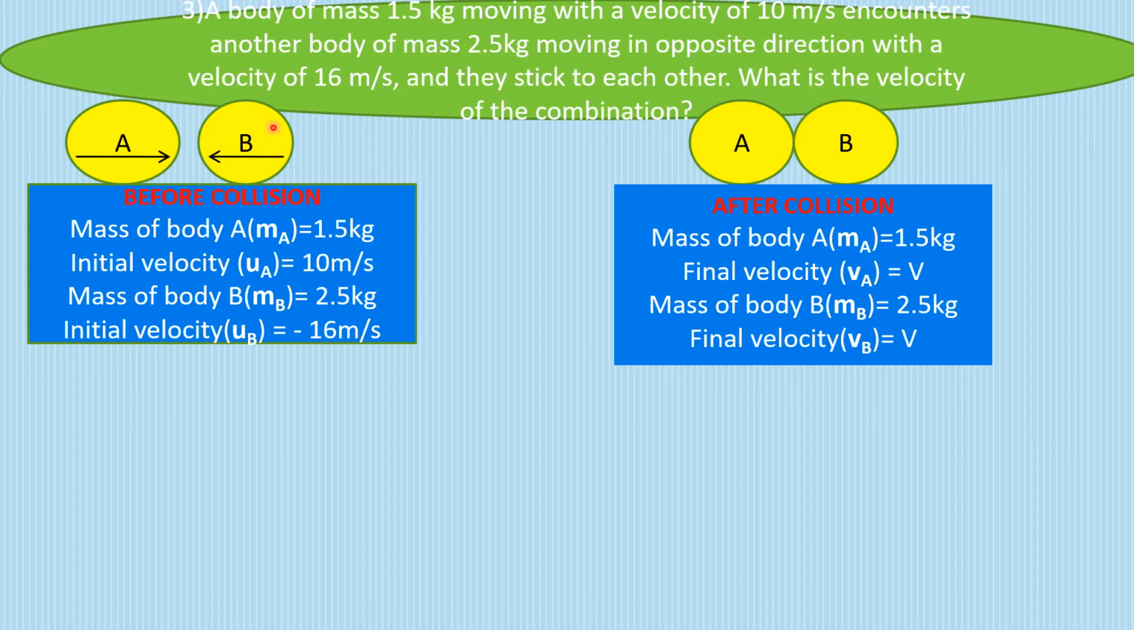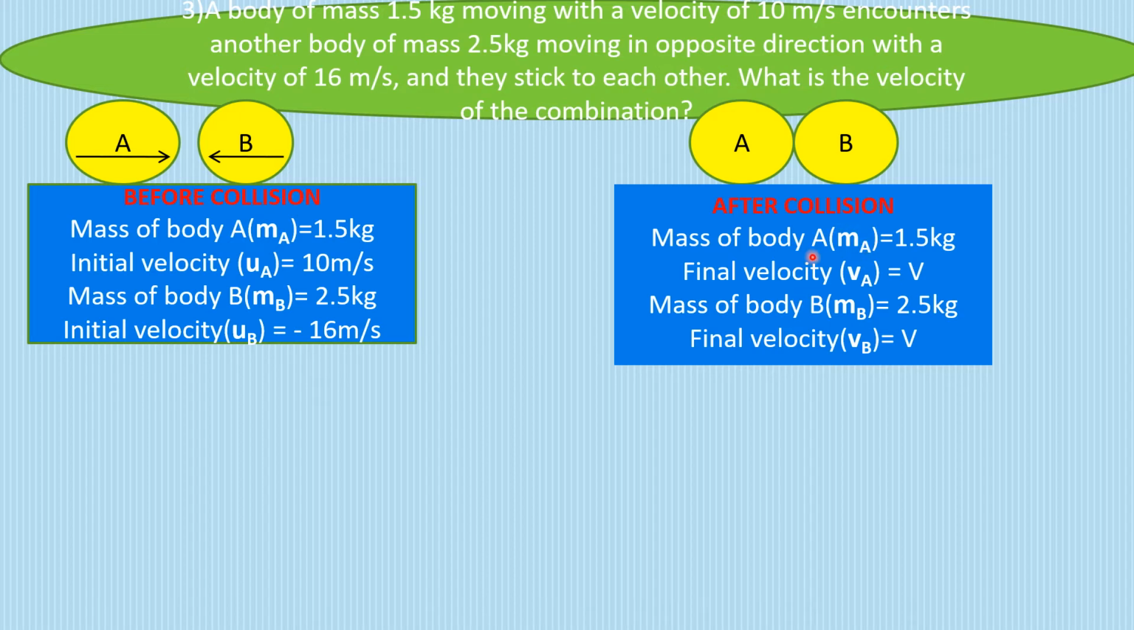So is the situation clear? Both of them are traveling in the opposite direction. Now, once they travel in the opposite direction, they're going to stick and they are going to travel together. So this was a situation before collision. We have a situation after collision. After collision, we have to again mention four details, which is the mass of both the bodies, and the final velocity of both the bodies.